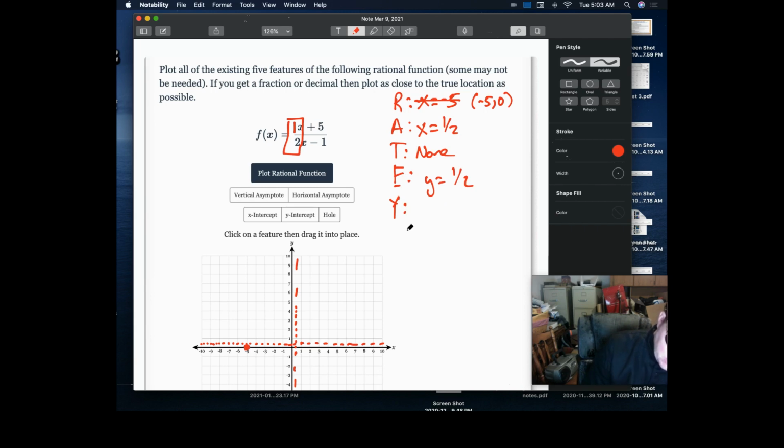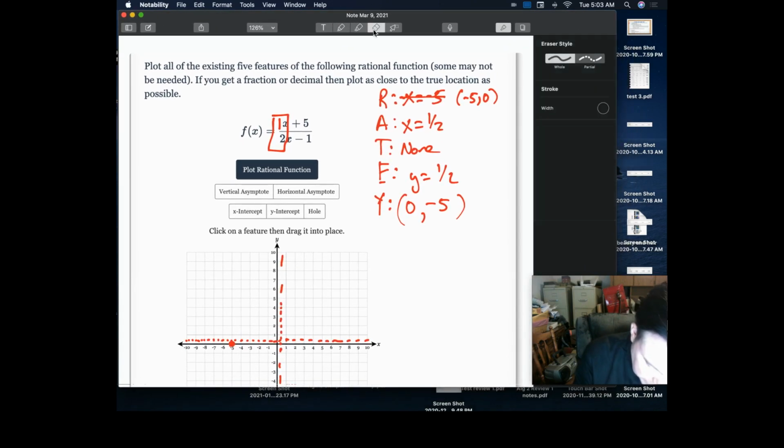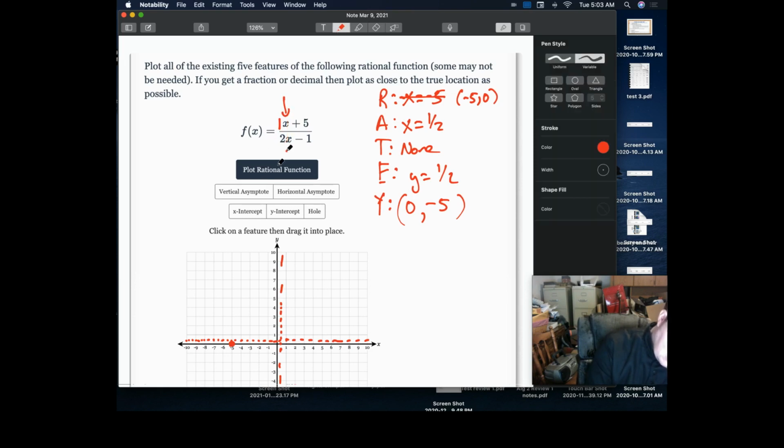The y-intercept is when x is 0, so that's going to leave you with -5. So I'm just being clear here. What I did was, here and here, I plugged in 0, and so I'm left with 5 divided by -1, which is -5. Okay. So (0, -5). (0, -5).